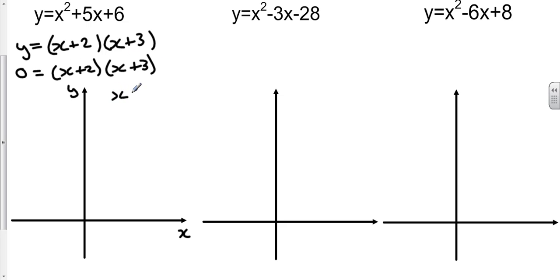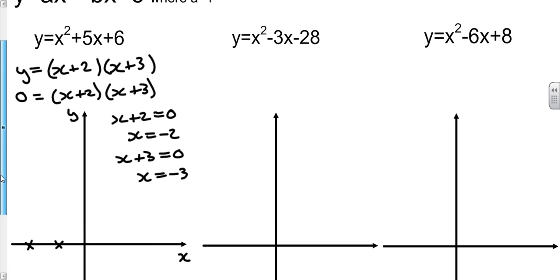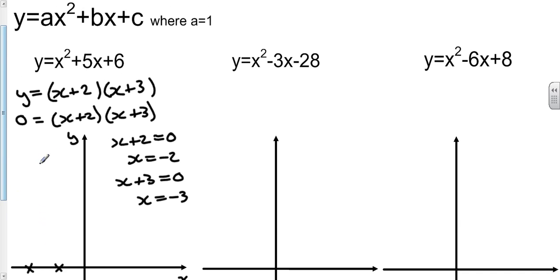So we've got x plus 2 equals 0. Well, that means that x must be negative 2. Or we might have the situation where the other bracket is equal to 0, and that means that x is minus 3. Now there are two solutions, and we've solved it.